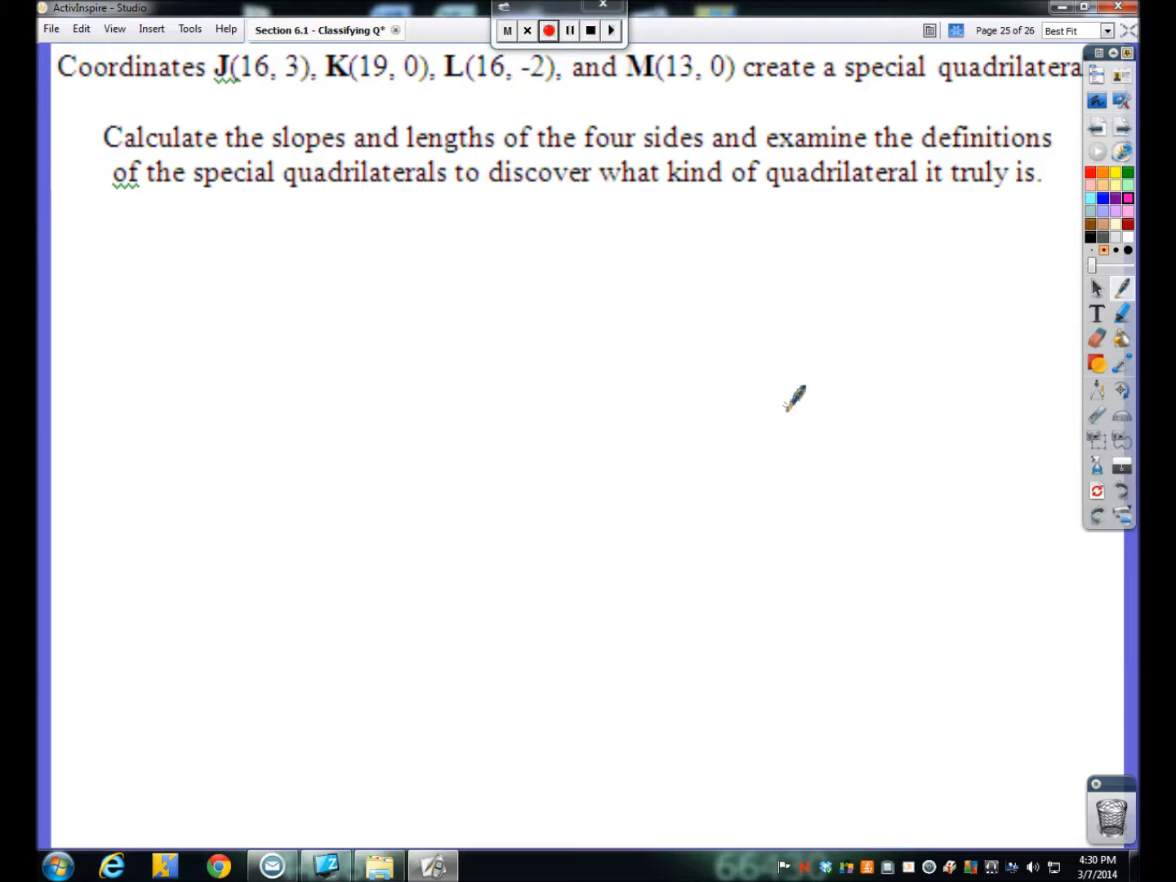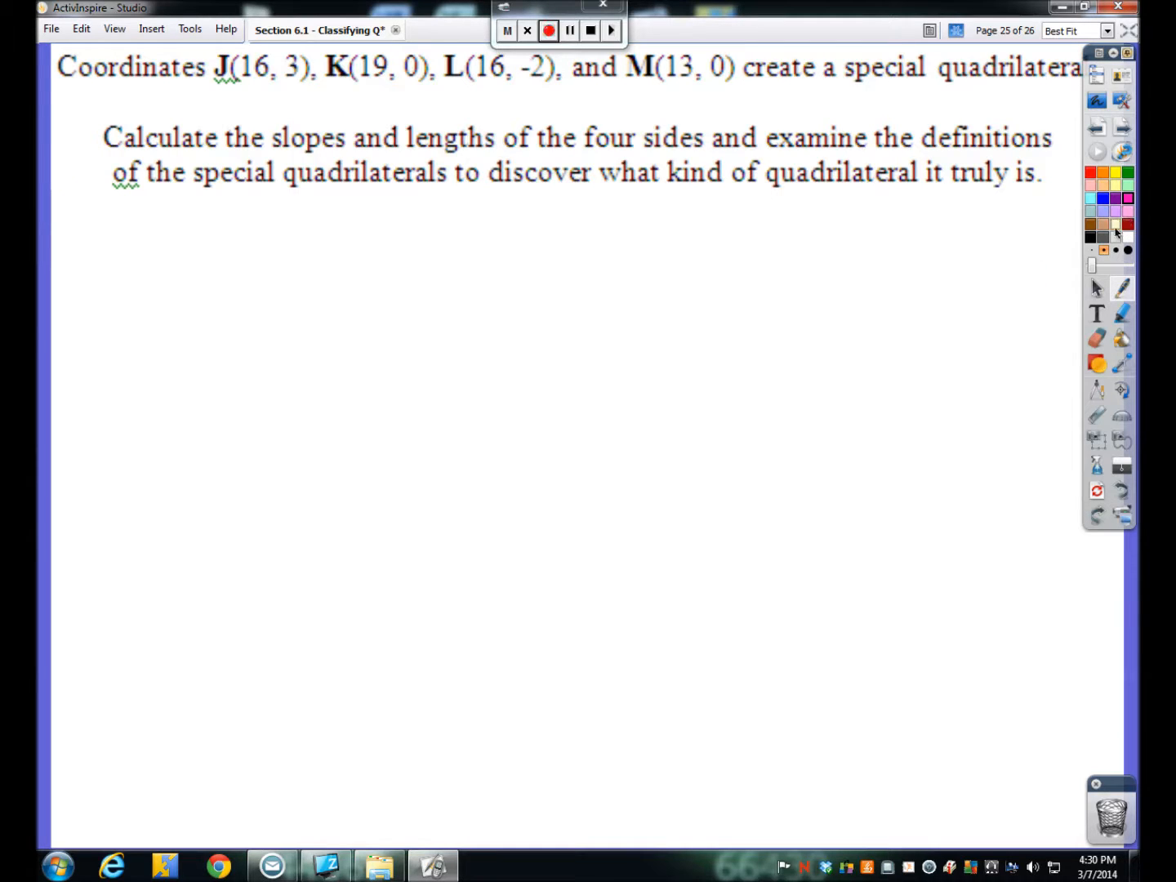Here's the second problem. We have our 4 coordinates, and all I've said is that it's a special quadrilateral. We don't know what kind it is. We're going to have to prove that it is some sort of special quadrilateral. So we're going to need lengths. We're going to need all 4 lengths, and we're going to have to look at all 4 slopes. And again, remember, the slopes are going to tell us one of 2 things: either that we have parallel sides or we have perpendicular sides giving us 90-degree angles.